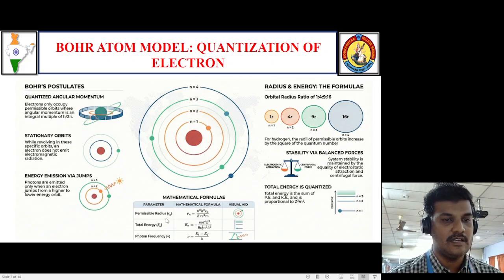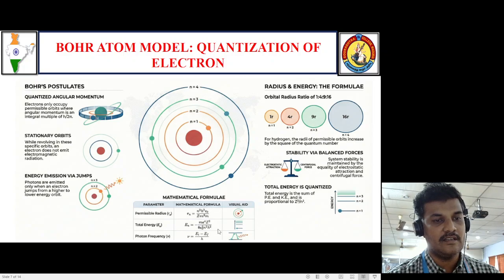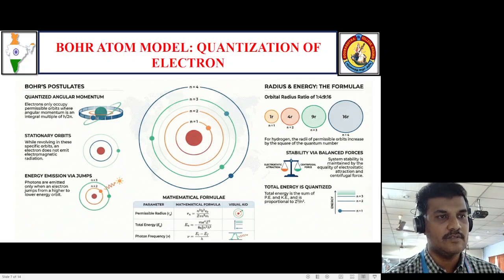So these are the terms he has derived, and from this relationship he has derived the permissible orbit radius Rn equal to n squared h squared epsilon naught divided by Z pi e squared m, and the total energy En equal to minus m e to the power 4 Z squared by 8 epsilon naught squared n squared h squared, and the photon energy, which mainly depends upon the frequency. So the frequency nu equals the energy of the higher orbital minus the energy of the lower orbital divided by h. So these are the basic terms we should understand first to know the Bohr atom model. Thank you.